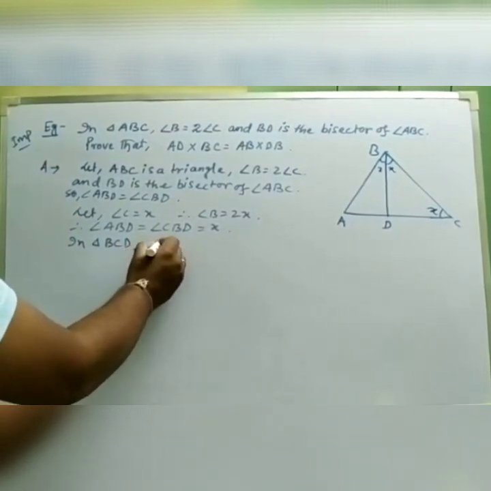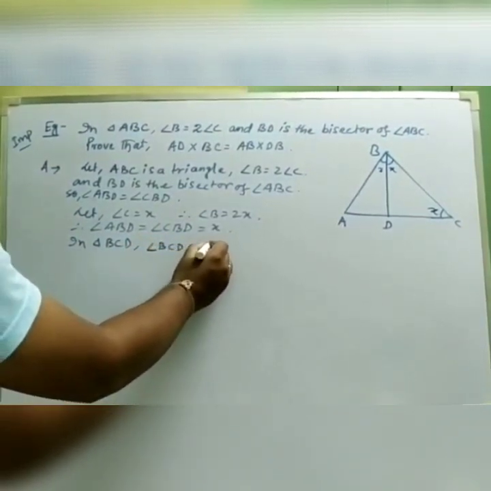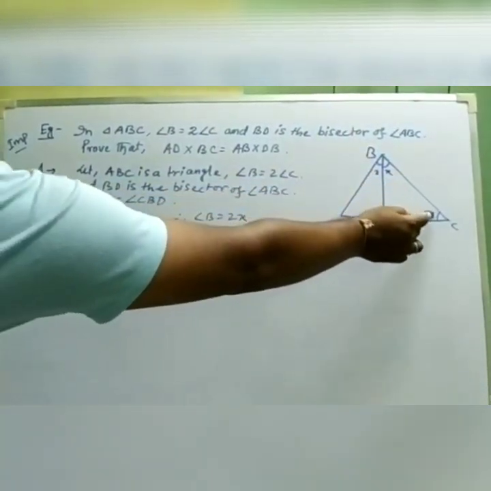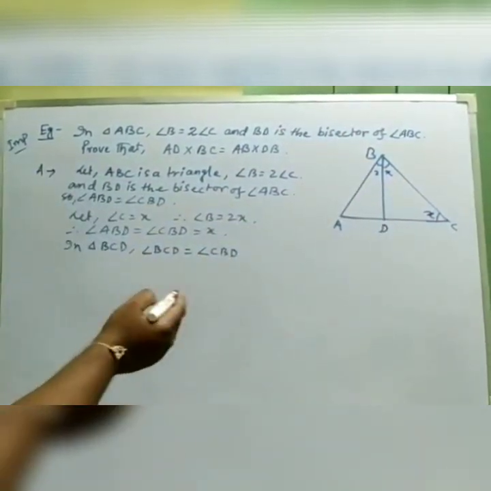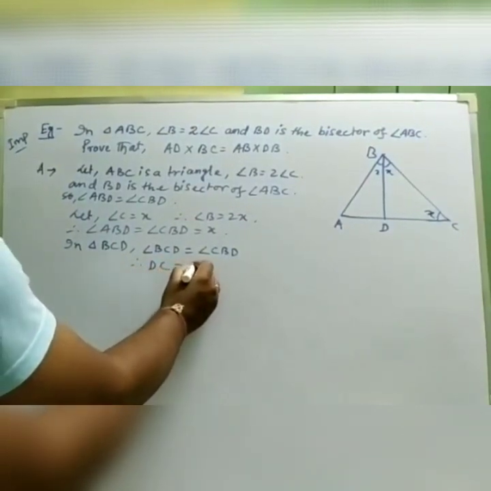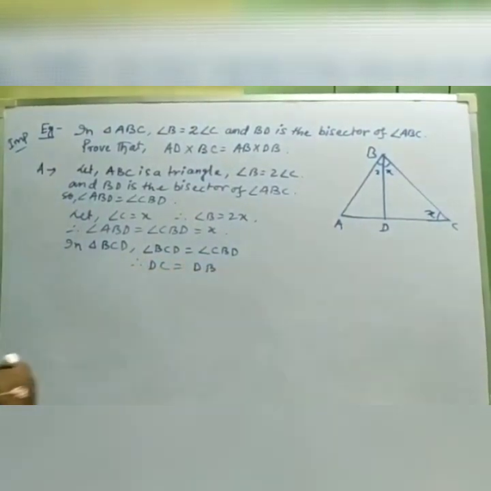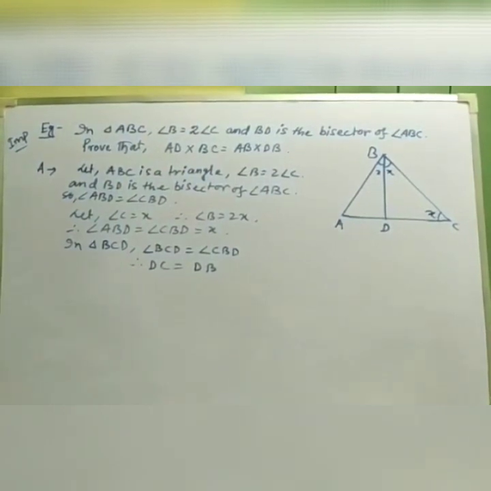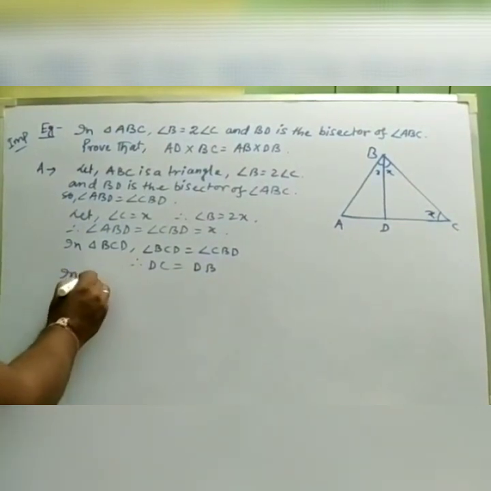In triangle BCD you can see angle BCD is equal to angle CBD, because both are x. Angle BCD and angle CBD both are x, so they are equal. Therefore their opposite sides, that is DC and DB, are equal by the property of isosceles triangles. Sides opposite to equal angles are equal. Now in triangle ABC, the whole triangle, BD is the bisector, so we can use the internal bisector theorem.